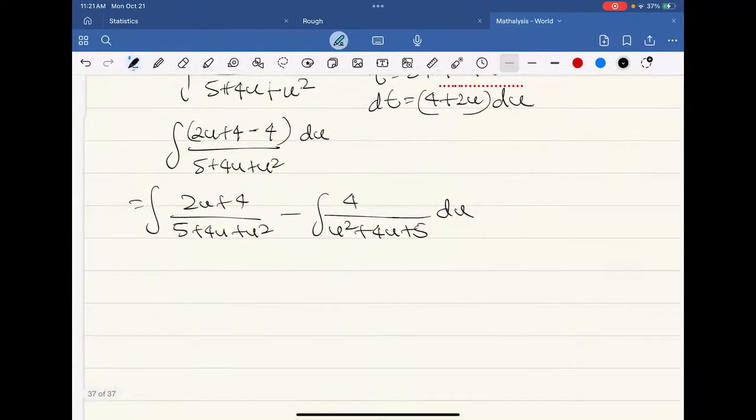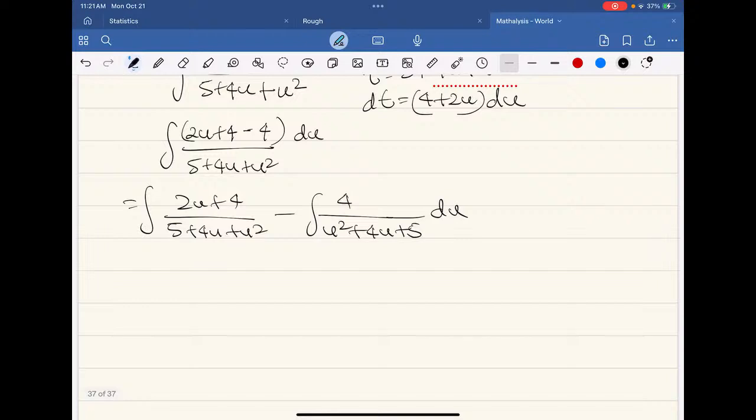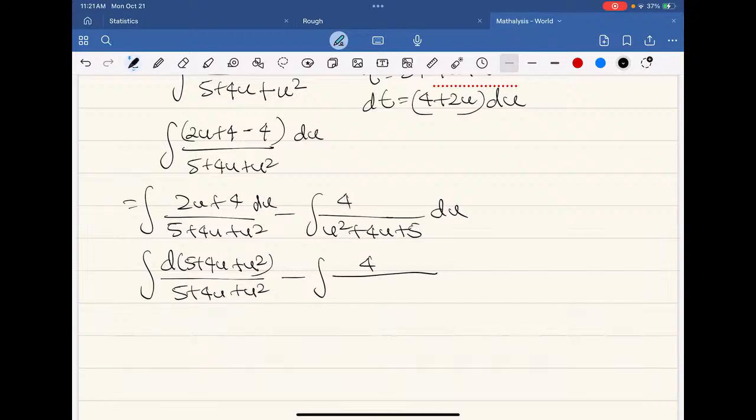Okay? So now, notice that over here also, let me write du. We now know that this 2u plus 4 is just the derivative of 5 plus 4u plus u^2, right? Divided by 5 plus 4u plus u^2. And over here, I will change this to the square form.